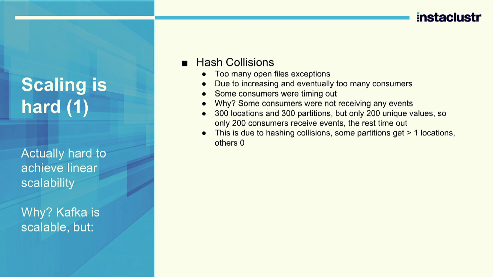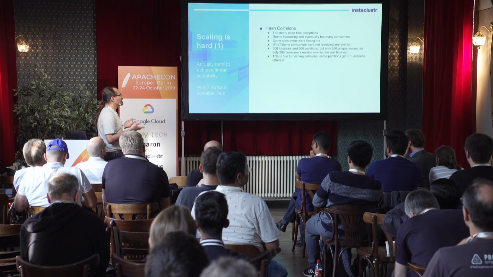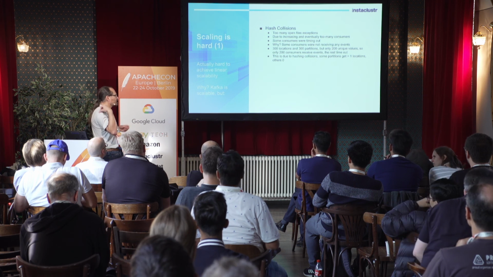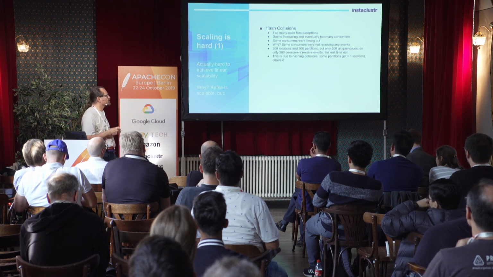So, we did manage to scale the system successfully, but as usual, there were a few things we learnt along the way. It was actually quite hard to achieve linear scalability, which is a bit odd because Kafka is scalable, but you've got to take into account a few other things that can happen. The first problem I noticed was as a result of hash collisions. I was getting an exception saying I had too many open files, which seemed like an odd sort of exception. This turned out to be due to an increasing and eventually too many consumers. Looking further at the problem, it turned out that some consumers were timing out.